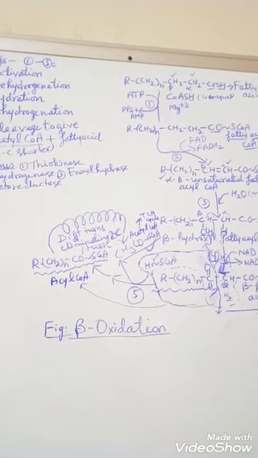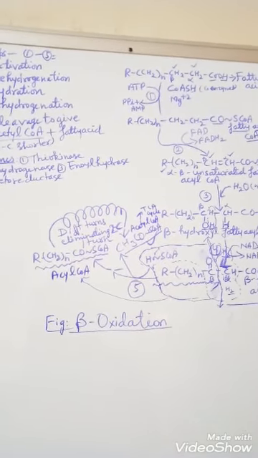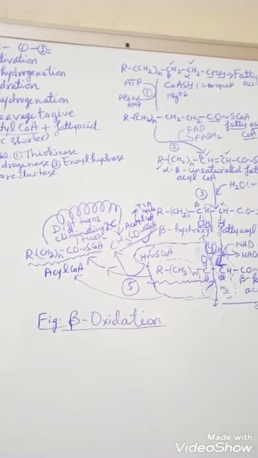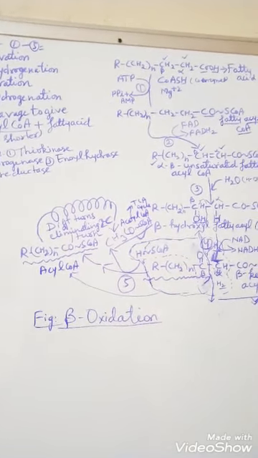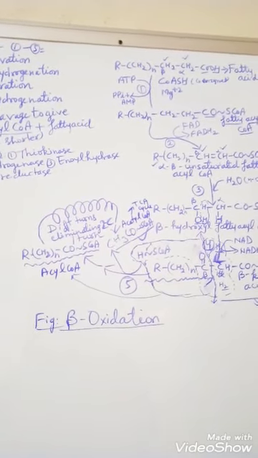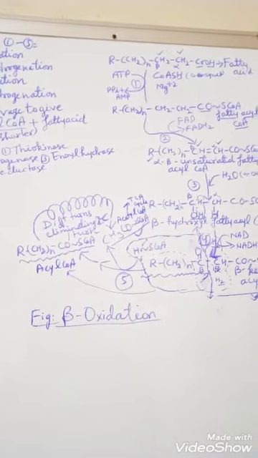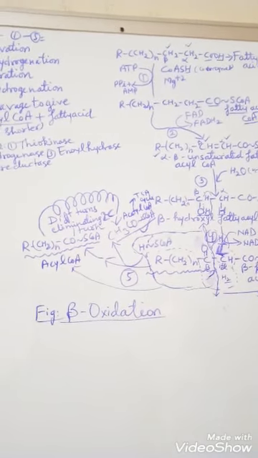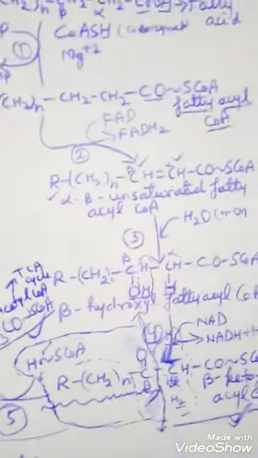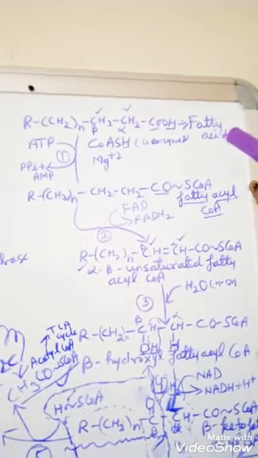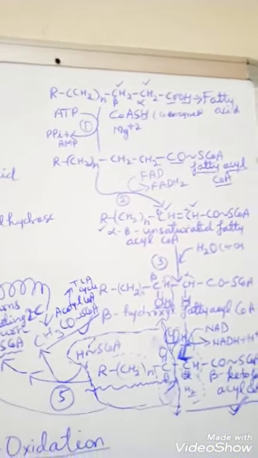Good morning, dear students. Today we will talk about beta oxidation. The fat or lipid from dietary sources gets hydrolyzed to give fatty acid and glycerol. So that fatty acid, you could see here, undergoes oxidation via different steps.